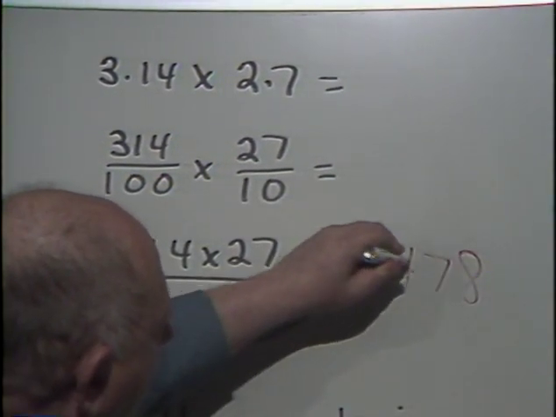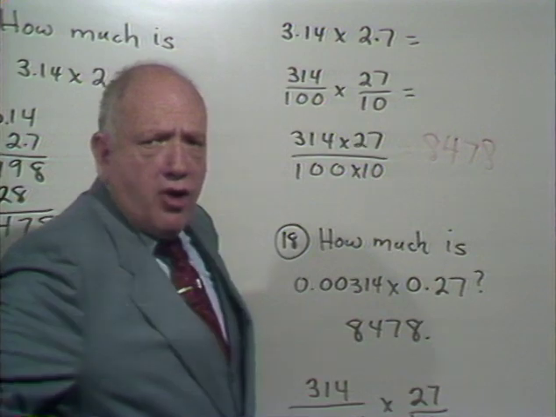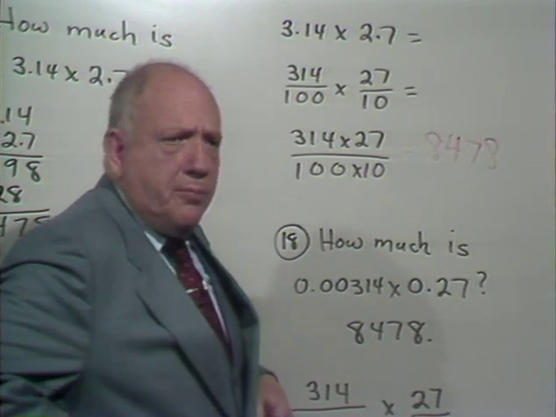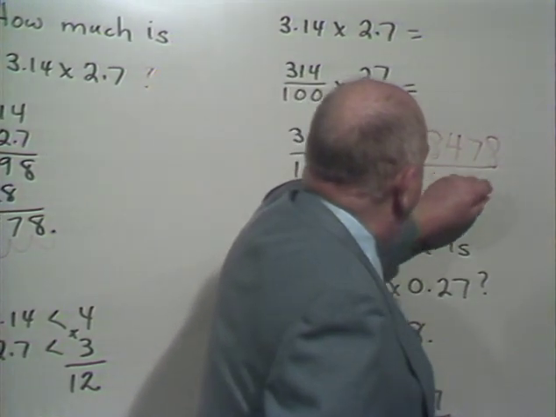That was why you multiplied as if the decimal points went in here. That's where your 8,478 came from. But you also have to do what? Multiply the denominators. 100 times 10 is 1,000.